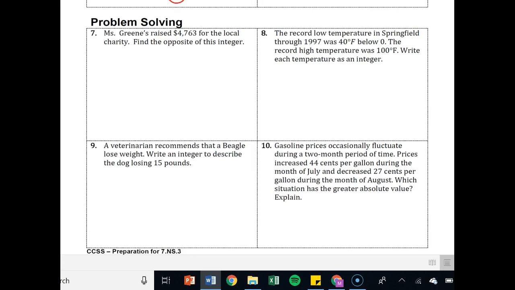Number 7, it says Miss Green raised $4,763 for the local charity. Find the opposite of this integer. So right now we have a positive 4,763. The opposite of that would be negative $4,763. So almost, instead of raising money, it's like she lost that money.